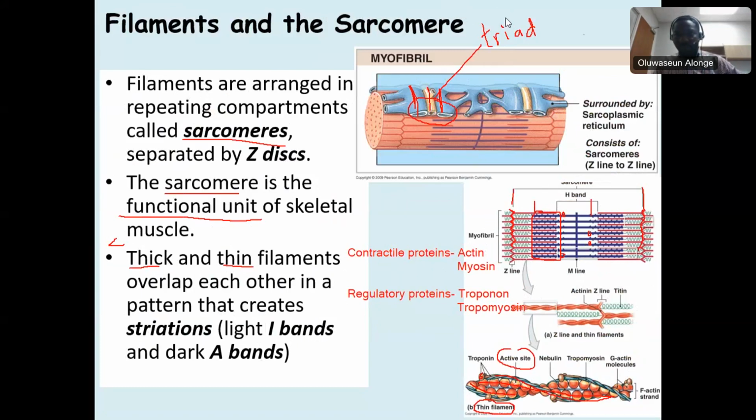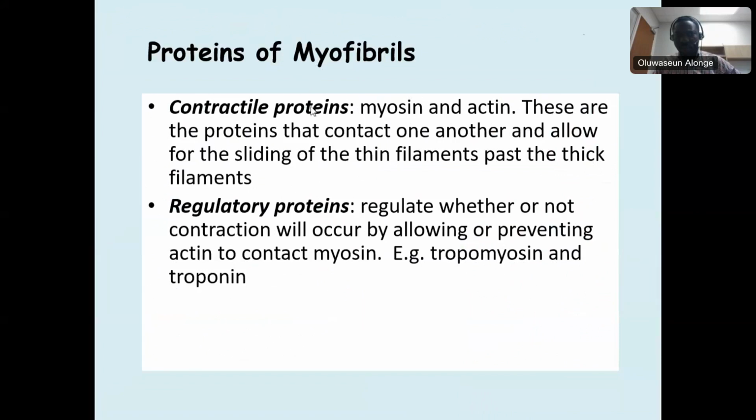All right, let's go. Now, contractile proteins, I've talked about that. They are proteins that regulate contraction, which are the actin and myosin, right? Again, actin is a thin filament. Myosin is a thick filament. Actin makes the I band, the light band. Myosin makes the A band, which is the dark band. Then we have the regulatory proteins, which decide if there's going to be contraction or not, and that is tropomyosin and troponin.